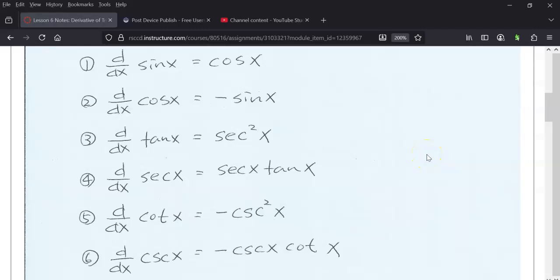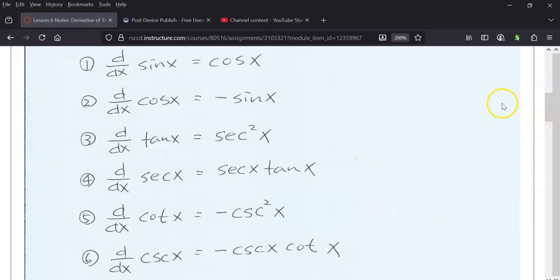The derivatives of sine, cosine, tangent, secant, cotangent, and cosecant are listed right here. Okay, this section is on the derivative of trig functions. Now, when it comes to trigonometry, a lot of it is memorization.